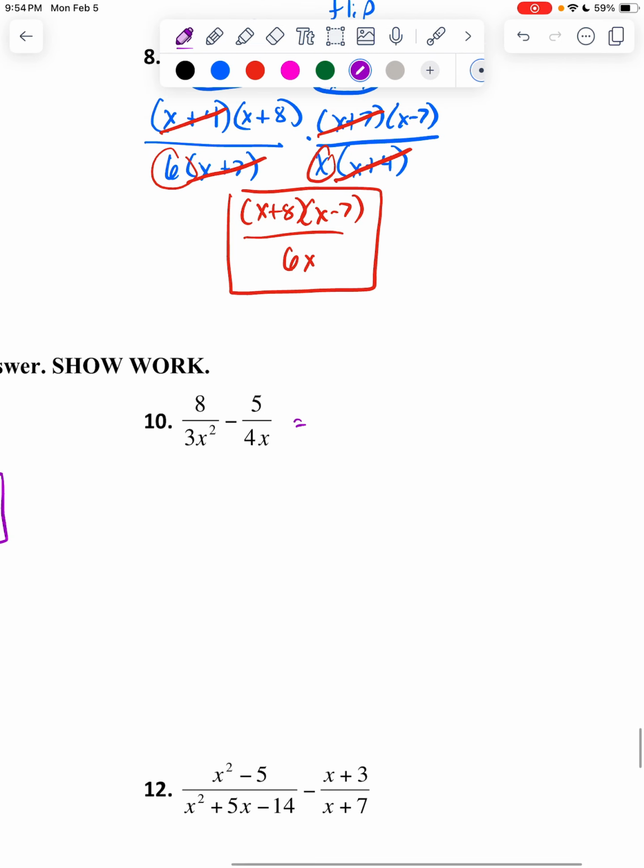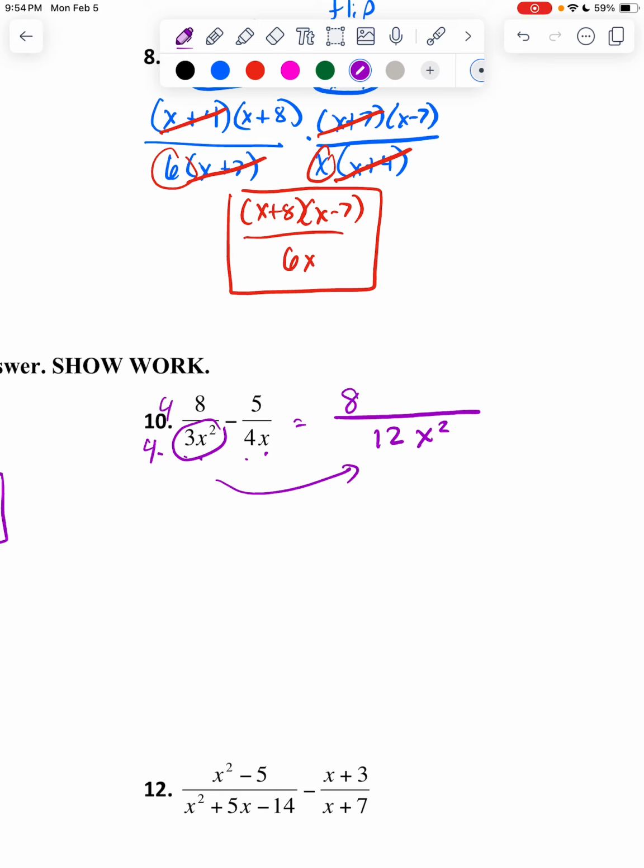Okay, here I'm going to get a common denominator. For 3 and 4, they both can go into 12. And 1x is not enough. Well, that's going to fit for that. This one needs a second one. So in order to make 3x squared into 12x squared, I'll need to multiply it by 4.